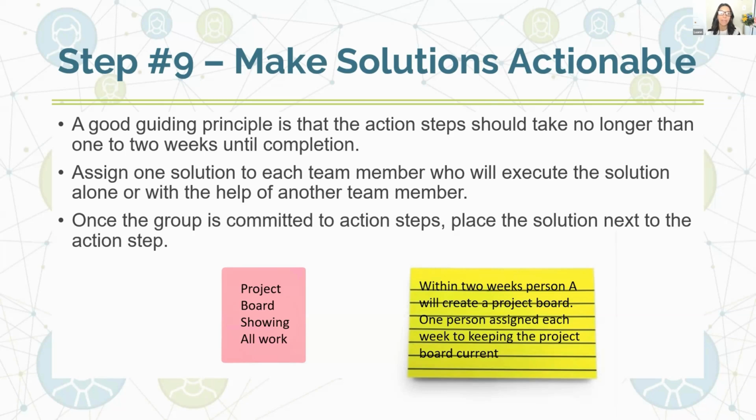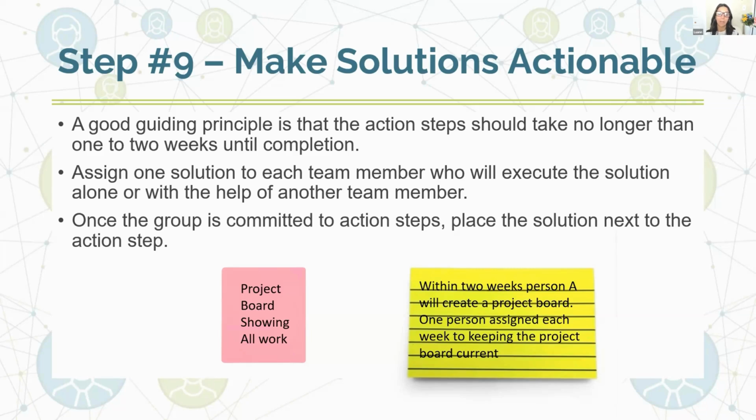then that's something that you have to decide. Is that something that could be done in 2 weeks? Well, yeah, it can, if I put that on the front burner, right? So 2 weeks to completion is a great time frame. You're going to assign one solution to each team member, who will execute the solution alone or with the help of another team member. All right, so ideally, everybody gets assigned to do something, or they work together with someone to get it done.